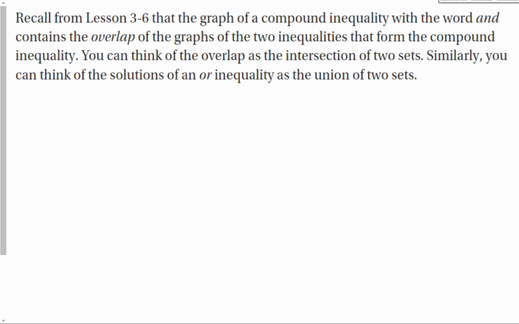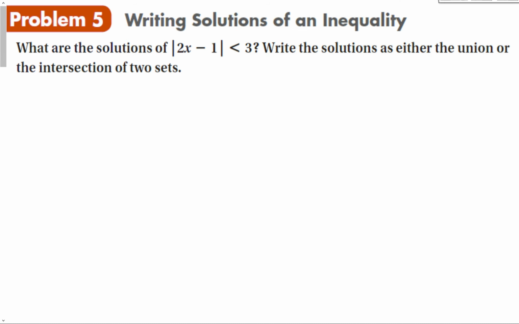Okay? So recall from lesson 3.6 that the graph of a compound inequality with the word and contains the overlap of the graph of the two inequalities that form the compound inequality. So you can think of the overlap as the intersection. Similarly, you can think of solutions to an or inequality as the union. Okay? So when we look at a situation like this, write the solutions that are either in the union or the intersection of the two sets.